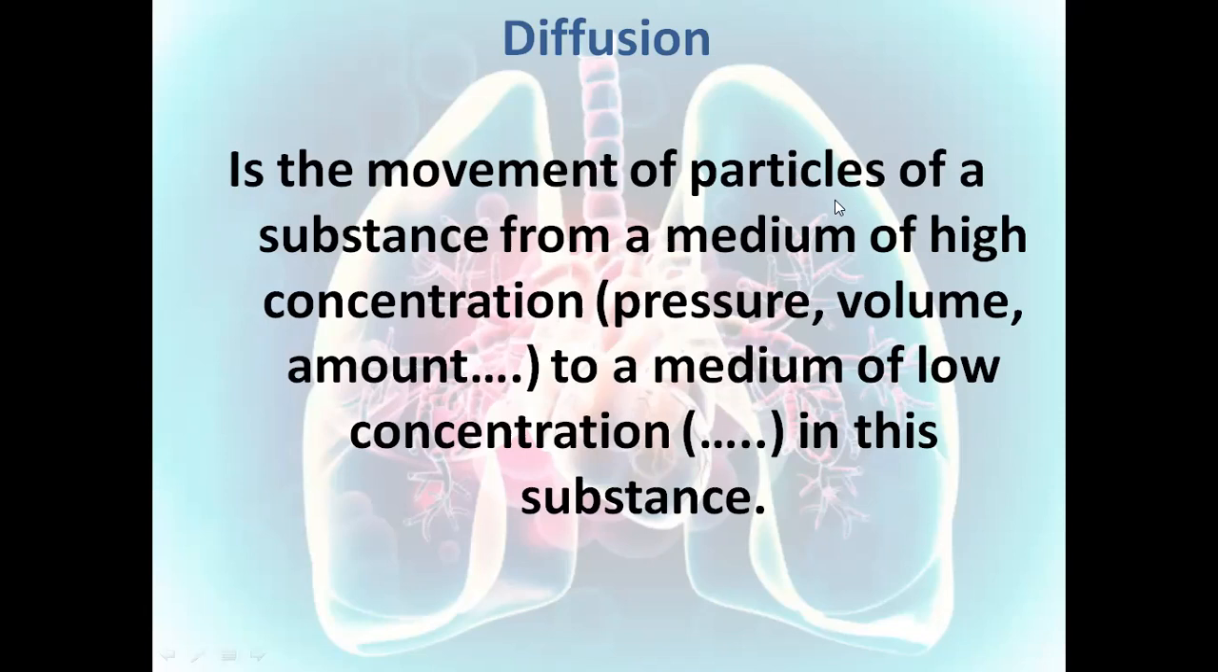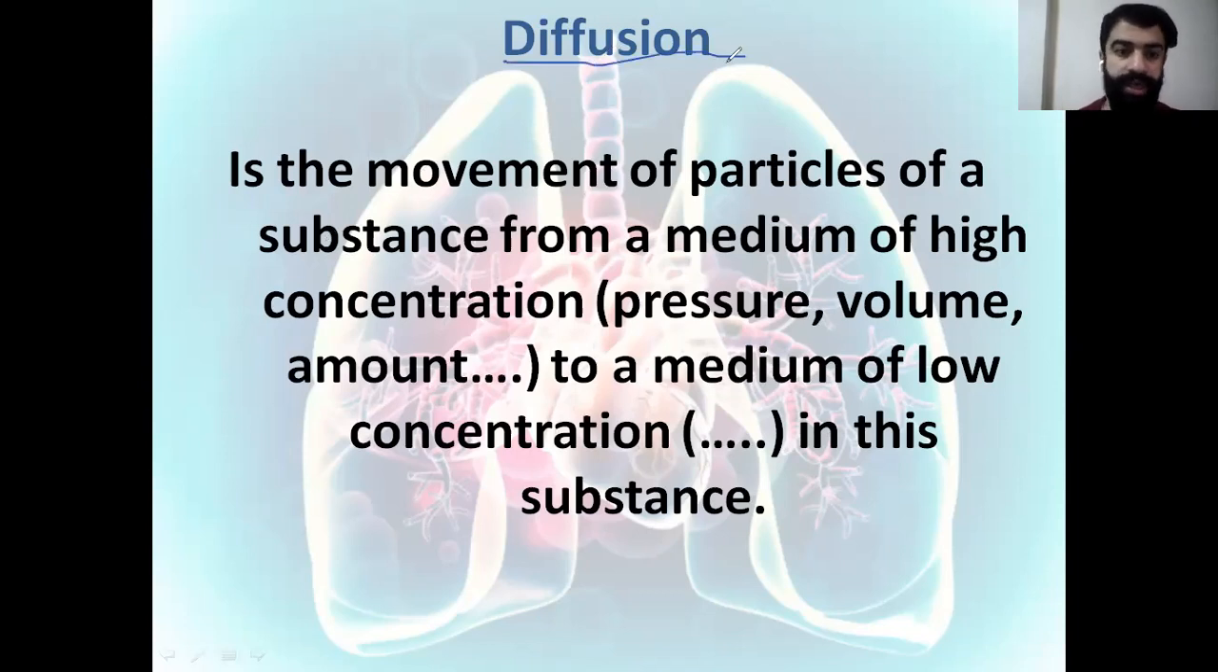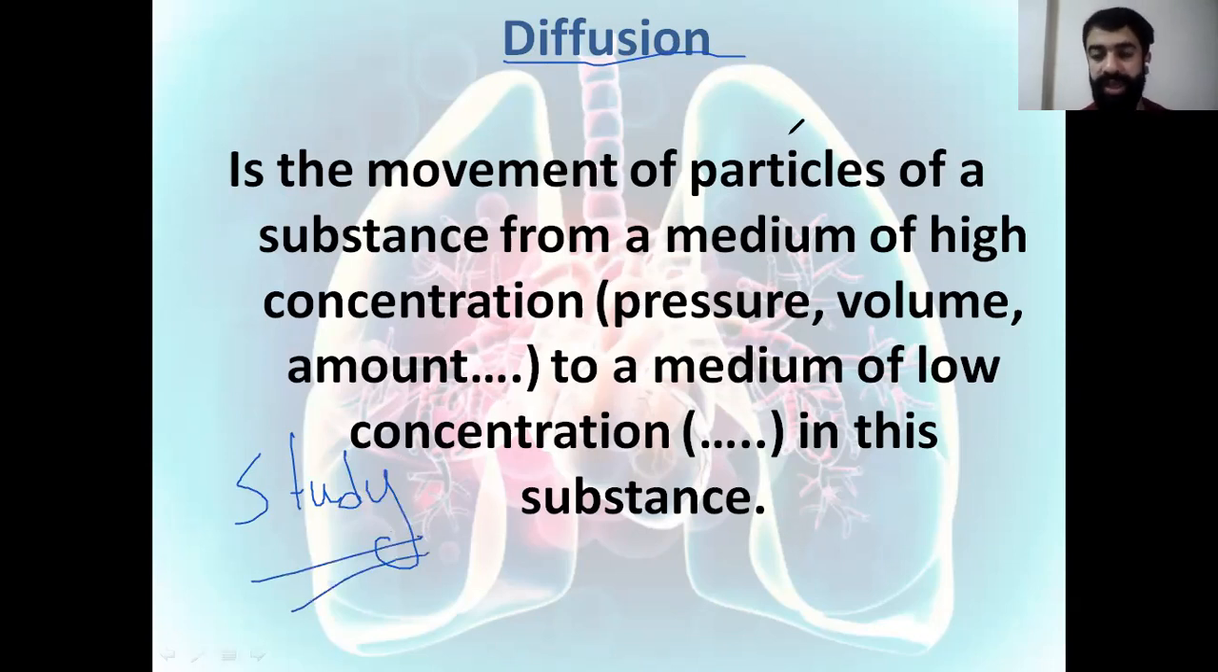So diffusion, you have to study this definition. Pay attention, this one we have to study. The movement of a substance from a medium of high concentration to a medium of low concentration. For example, we have a high amount of oxygen in one medium and a low amount of oxygen in another. So the oxygen will move from the medium of high concentration to the medium of low concentration. They escape the traffic, the crowd, to a medium containing a low amount.